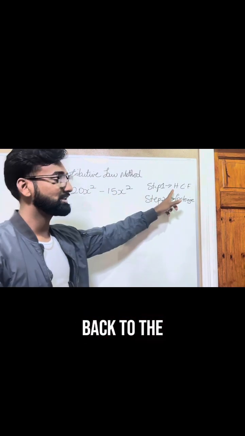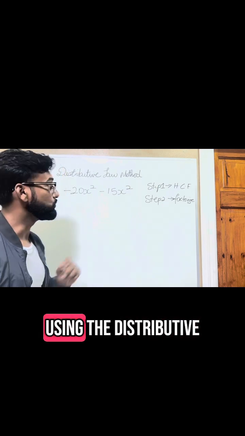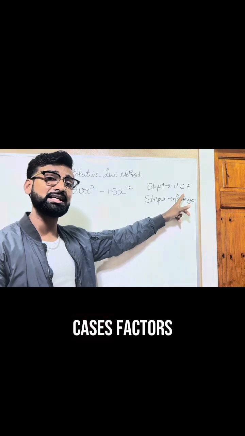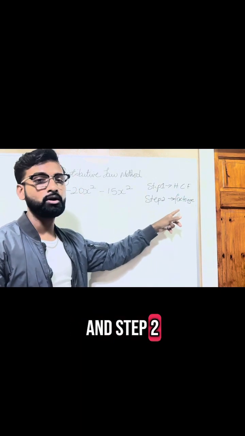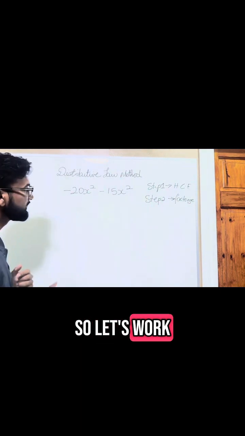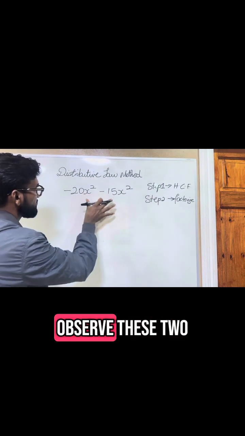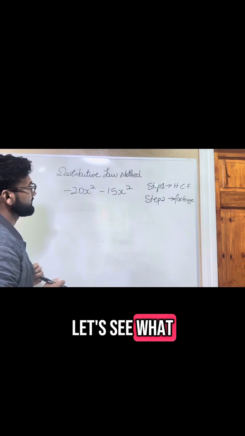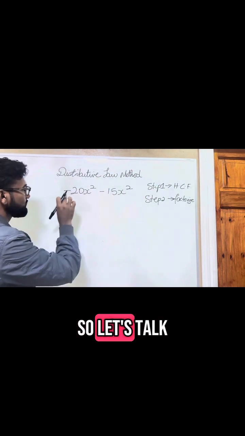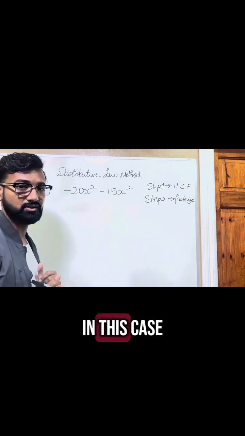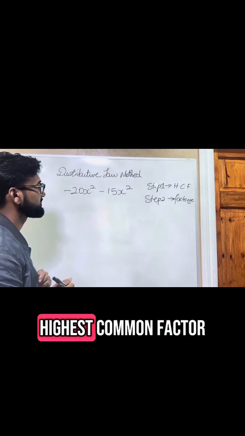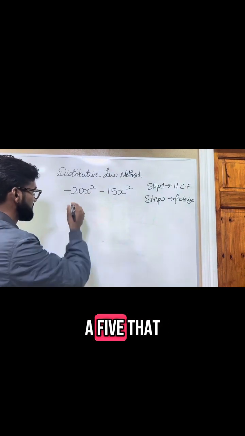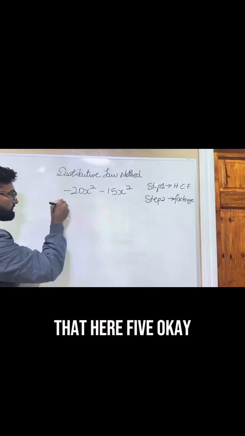Now let's go back to the steps that we talked about earlier, how to factorize using the distributive law method. Step 1 is we find the highest common factor, or in some cases factors. And step 2, we go ahead and factorize. So let's observe these two algebraic terms and see what the highest common factors are. Let's talk about the numbers, or the coefficients, in this case. What is the highest common factor that can go into 20 and 15? That will be 5. Let's put that here. 5. Good.